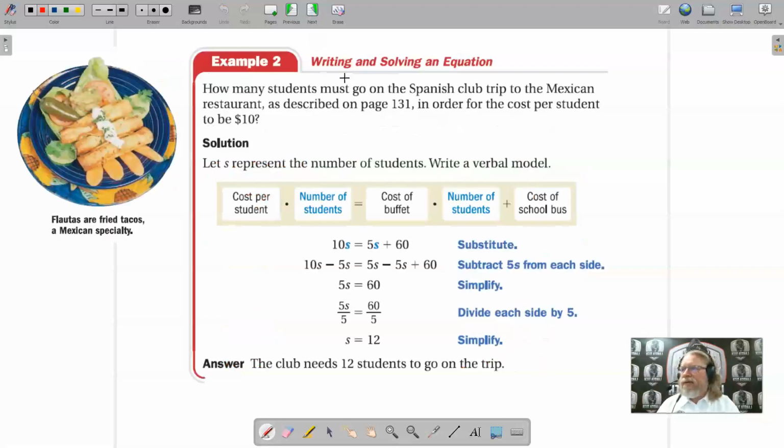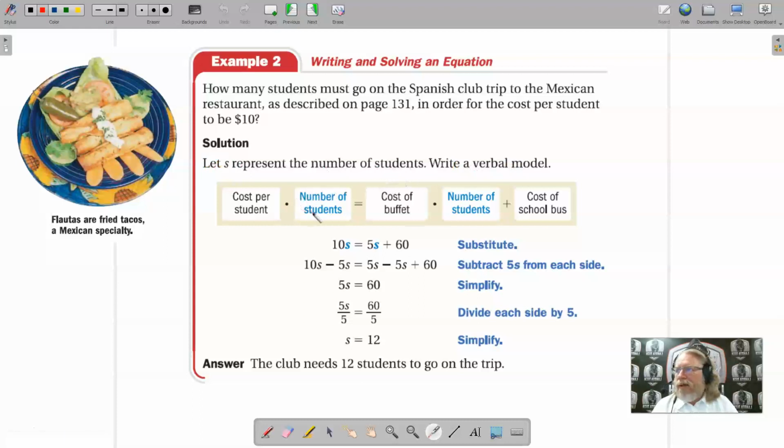Here we have example 2, the restaurant story. So we are going to figure this one out. How many students must go on the Spanish club trip to the Mexican restaurant as described on page 131, that first slide we were looking at, in order for the cost per student to be $10? So let's see what our solution is. We're going to let S represent the number of students, and we're going to write a verbal model.